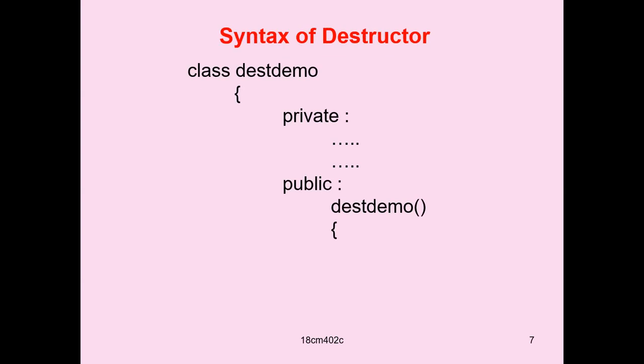So the syntax of the destructor is: the name of the destructor is always the same as the class name, but preceded by the tilde operator. So this is the syntax of a destructor. Here the name of the class is DestDemo, with a private section, and always the constructors and destructors should be in the public section of the program. That's why here DestDemo is the constructor.